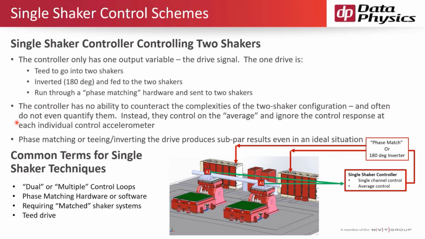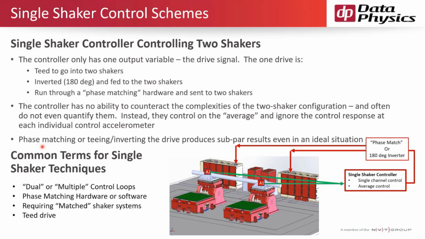So what typically happens is you'll take two control points, one control point on each shaker, and you'll control to the average of them like you would in a single shaker test. And what you'll see is if you actually plot the individual responses from each of your individual control accelerometers, they're going to vary wildly from what the average is. So phase matching or changing and inverting the drive signals produces subpar results, even if you have the same model shaker, the same model amplifier. There are always going to be physical differences that end up causing control deviations when you're trying to use a single shaker controller that just wasn't designed for this complex of a system.